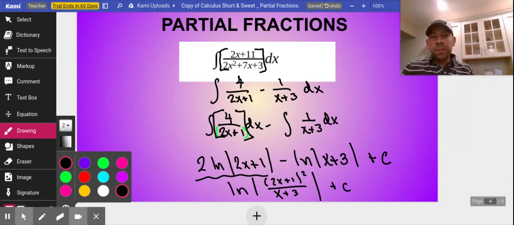So hopefully this brings back some good memories of partial fractions and you are ready to tackle anything they throw at you.